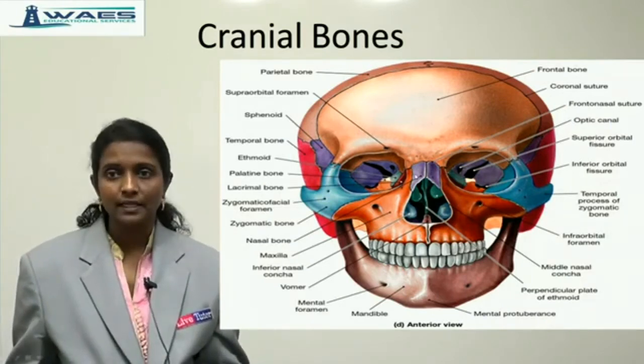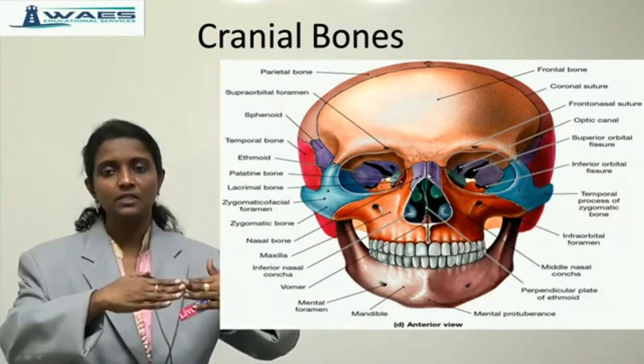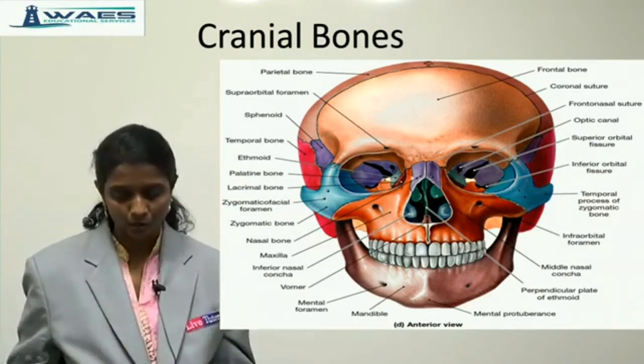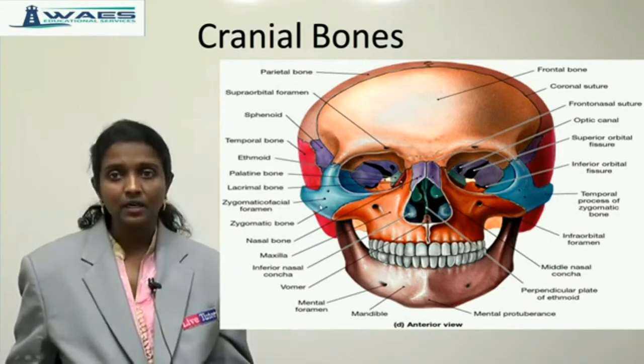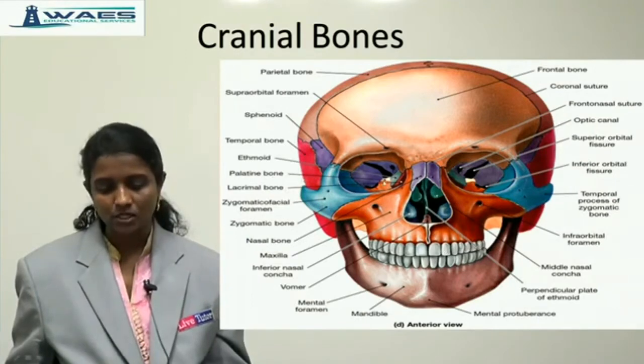The purple one is the nasal bone. As I said, the noses are sharp if more acute, and stubby if the angle is obtuse. Then we see the blue one, which is the zygomatic bone. Then we also see the palatine bone. You see a palatine bone.